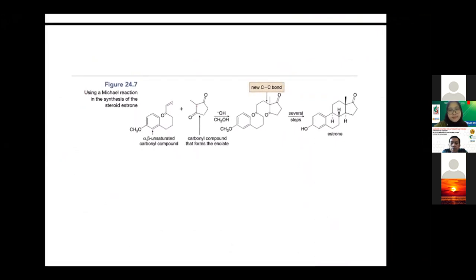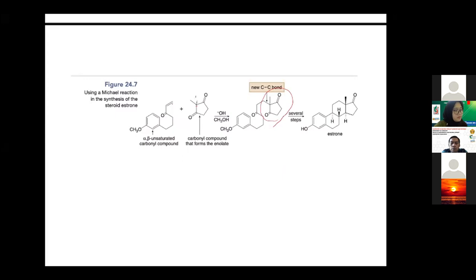And next is an example of steroid synthesis. This is the Michael reaction. We use the Michael reaction. This is the very important step, the key step to making this moiety. Okay, we want to think about this one again.